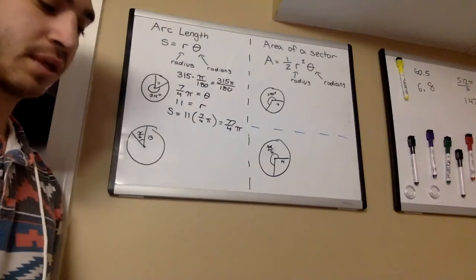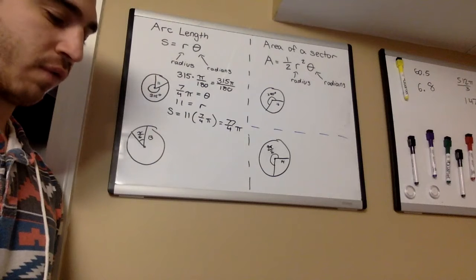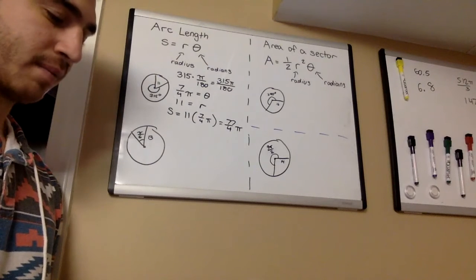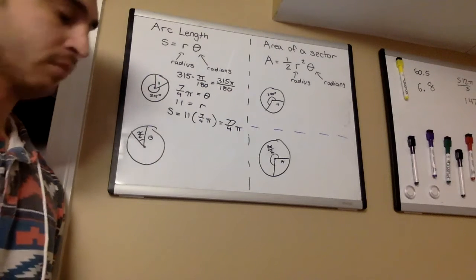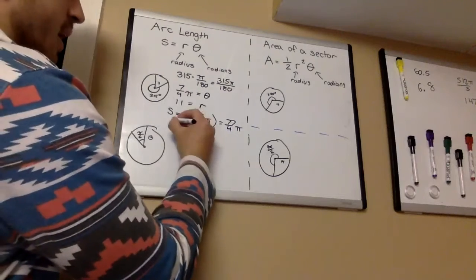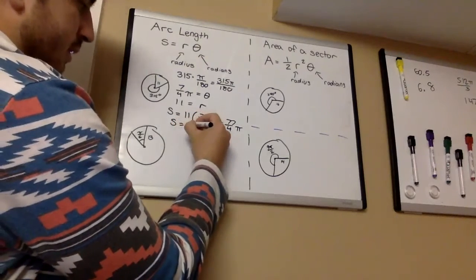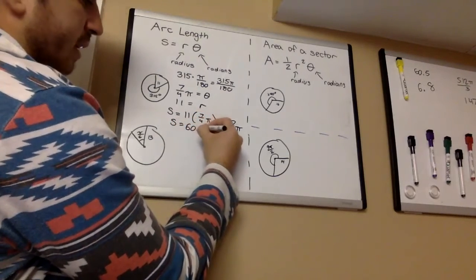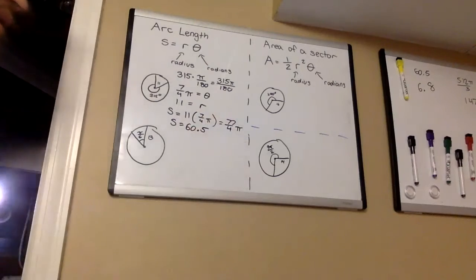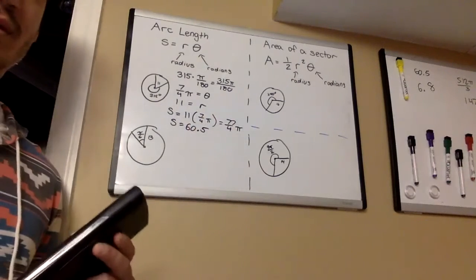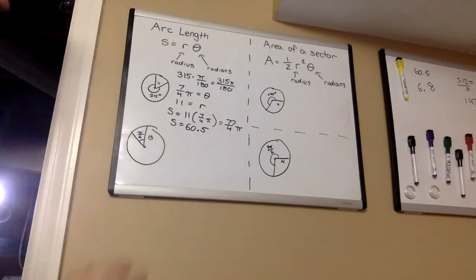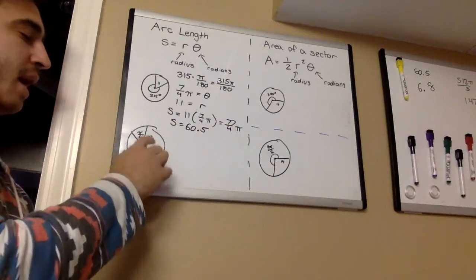On my calculator, I'm just going to do 77 over 4 times pi. And now I'm going to get S is equal to 60. I'm just rounding to the nearest tenth because that's what your homework said. So it'll be 60.5.